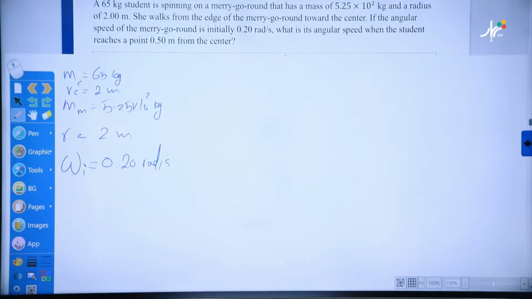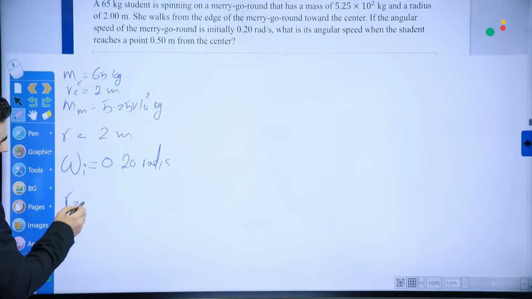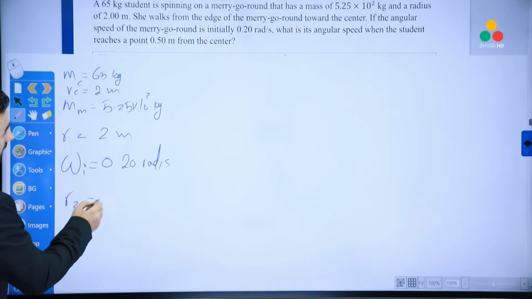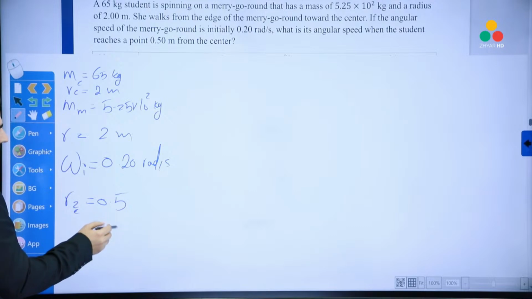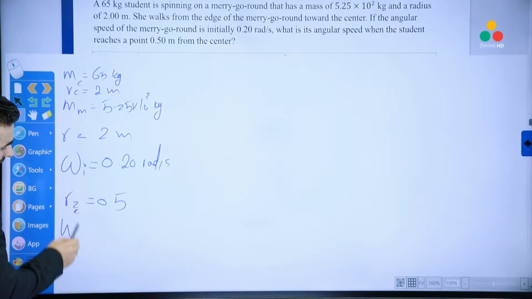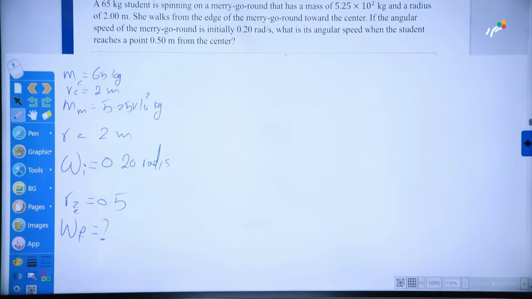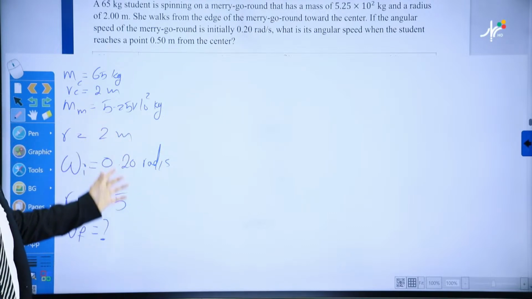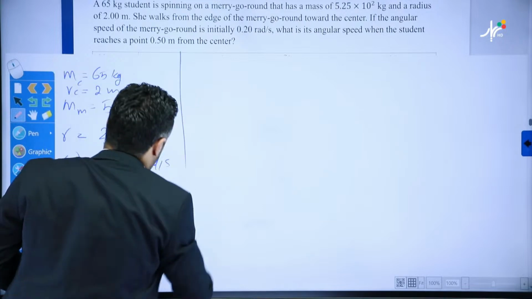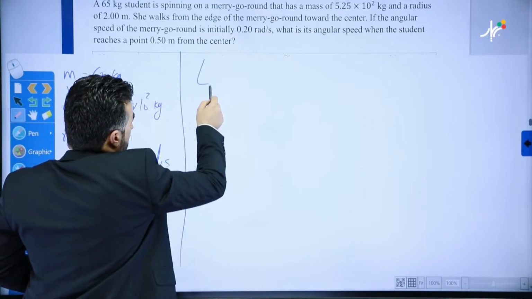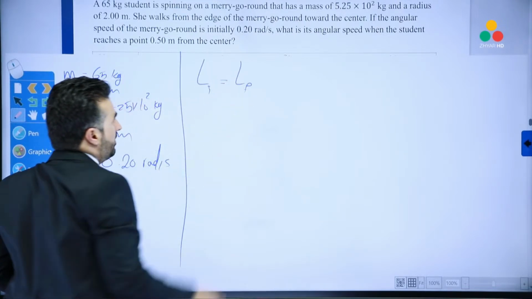Okay, and then what is the angular speed when the student reaches a point of 0.5? So we can say radius 2 for the child will be 0.5 from the center of rotation. What is the omega final, the final angular speed? All right, take a look. Because we're talking about angular momentum here, we can start with this. Initial angular momentum equals final angular momentum, yes?